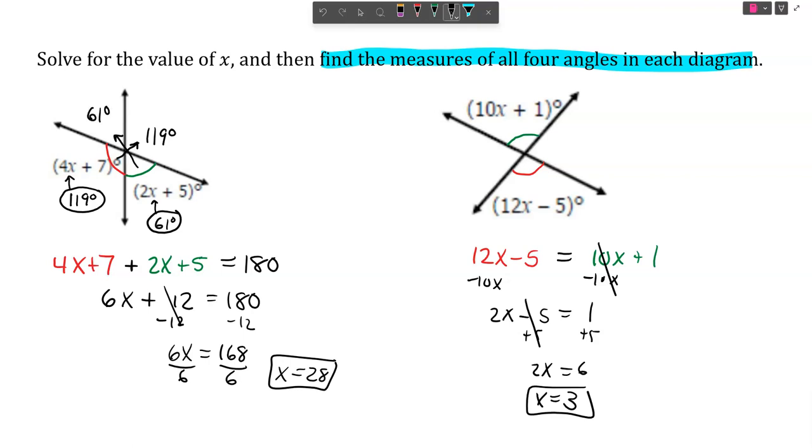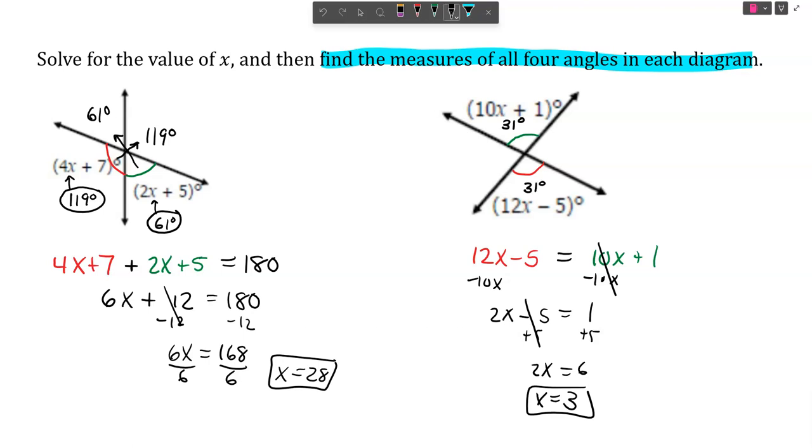For the final question, we decided these were going to be vertical angles because they are non-adjacent to each other and they are across from each other at an intersection. So I set them equal and solve to get 3 as my answer. By plugging these in, the green angle is going to end up being 31 degrees, and lo and behold, the red one also does become 31 degrees.